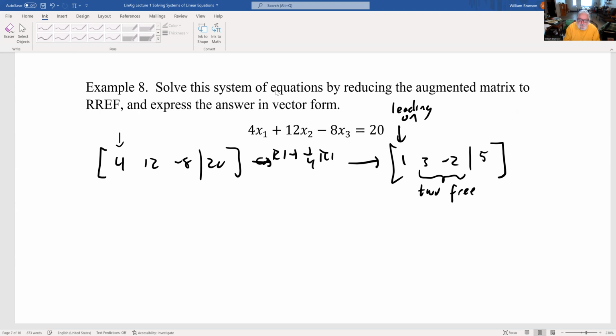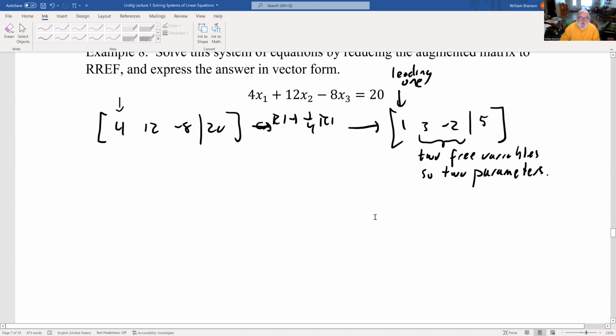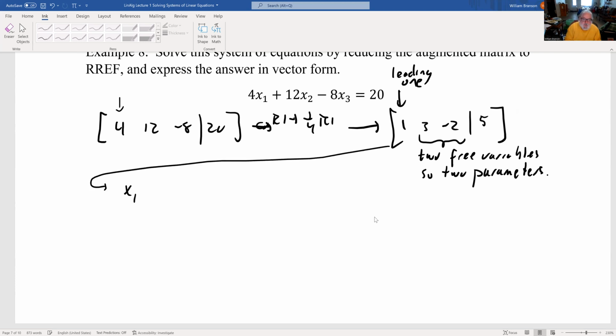and then 2 free variables. So our answer will generally have 2 parameters. Leading 1. Okay, so this isn't reduced row echelon form because there's only 1 row. If we put this back into equation form, that's x1 plus 3x2 minus 2x3 equals 5, or x1 equals 5 minus 3x2 plus 2x3.